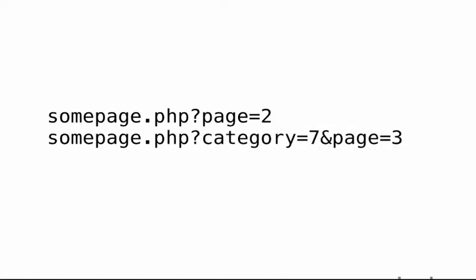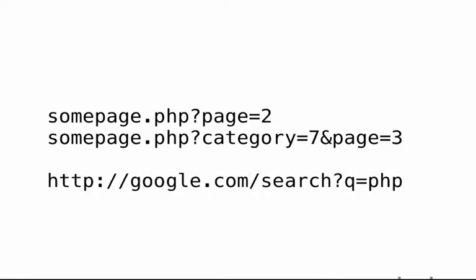For example, somepage.php?page=2 would process the same PHP code, but the content returned would probably be modified. It would do something like return a second page of search results. And you can send more than one query parameter in the URL by using an ampersand between each one of these parameters. You can surf around the web and see lots of examples on sites like Google and Amazon where you can see these query parameters being used. It happens all over the web.